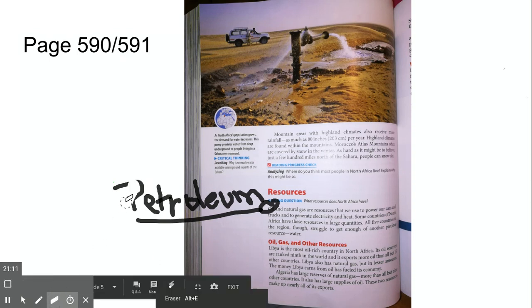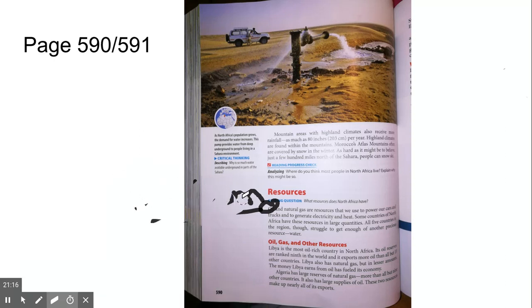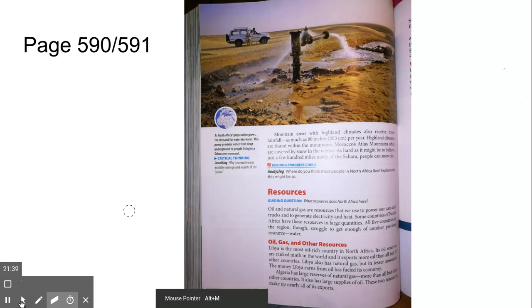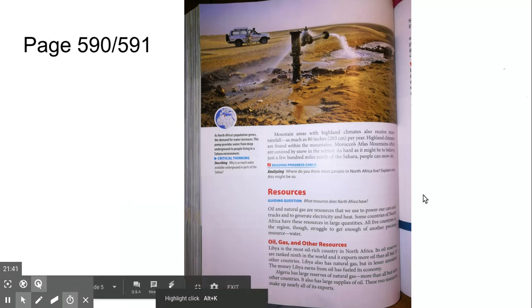But then if we go to the top of page 591, the top of 591 says, like Algeria, Egypt has larger reserves of natural gas than oil. Still, it has enough oil to supply most of what it consumes each year. Egypt even sells a small amount to other countries. So just letting you know that there's a lot of oil in this area.